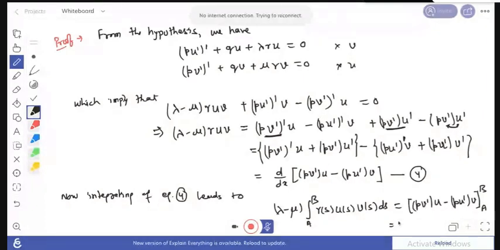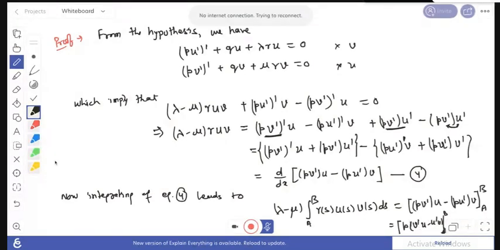Let p be the common factor from these two functions. This becomes, we can write, v prime u minus u prime v, and the limits are a to b. Okay, and what is this thing here?